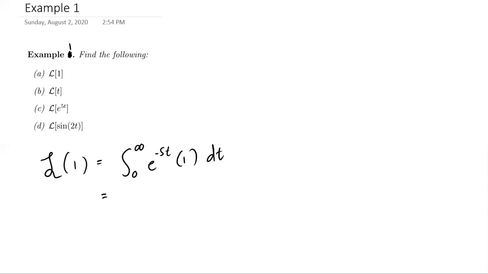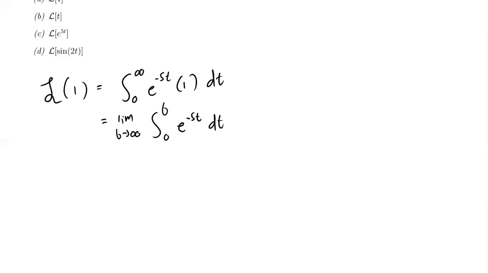Then by definition, every time you're computing this by hand, the first thing you want to do is write this as a limit. This is the limit as b approaches infinity of the integral from 0 to b of e to the negative st times 1, which is just e to the negative st dt. Now we can go ahead and simplify. Remember that s, for our purposes, even though it's a variable, since we're integrating with respect to t, is a constant for the purpose of integration.